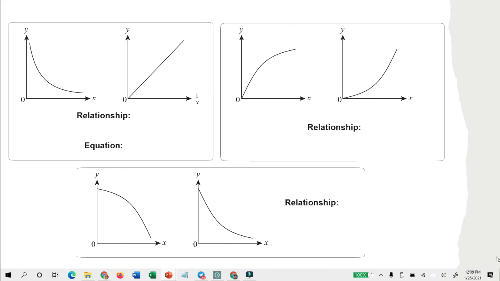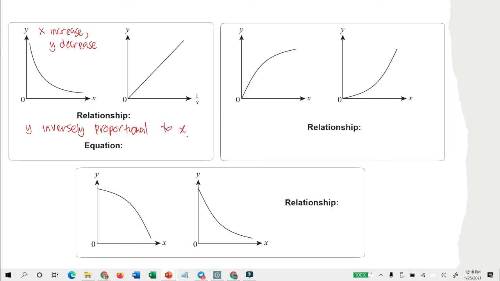Let's move to the next one. Can you see the screen? Yes. Okay, good. So look at the first graph on this page. The relationship between x and y is inversely proportional. The first graph here is not a straight line, it's a curve. When x increases, y decreases. So the relationship is y inversely proportional to x.